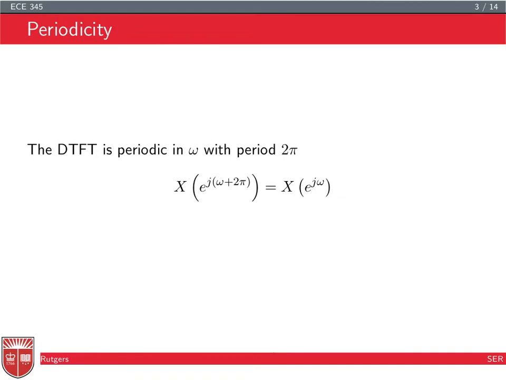The first property, which you know by now, is the fact that the DTFT is periodic in omega and has period 2 pi. We proved this in the previous lecture. More formally, this means that X of e^(j omega plus 2 pi) is equal to X of e^(j omega).